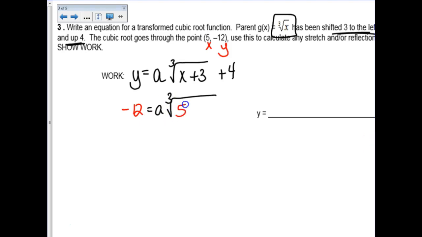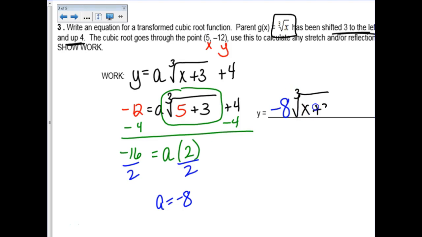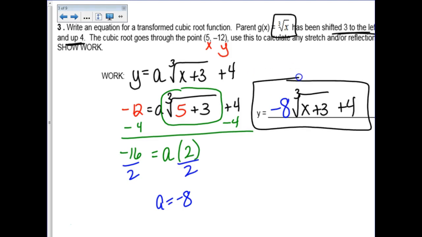So let's see, that's 5 plus 3, that's all under the radical, and then there's a plus 4. So in order to solve this, you first would want to subtract the 4 to the other side. And what do we have? A -16 equals a times, this is the cube root of 8, which would be a 2. So dividing both sides by 2. We just found out that a was -8. Good to know. Throw it in front of the function. And now we have the cube root of, the translated part is still here, so x plus 3 and a plus 4. Alright, there's our new function with the a value calculated.